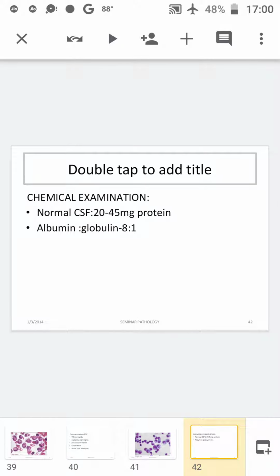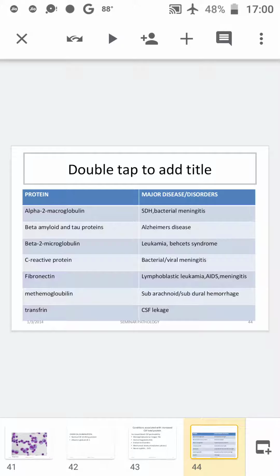Now coming to the chemical examination, normal CSF protein is 20 to 45 mg. Albumin globulin ratio is 8:1. Now suppose alpha-2 macroglobulin is increased, then it can be because of subdural hemorrhage or bacterial meningitis. If beta amyloid and tau protein are increased in the CSF fluid, then it is because of Alzheimer's disease. If beta-2 microglobulin is increased in the CSF, then it is because of leukemia.